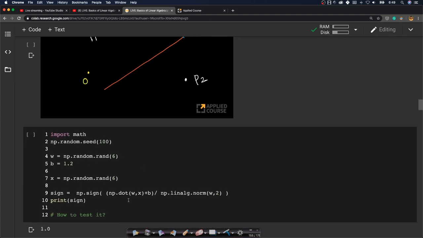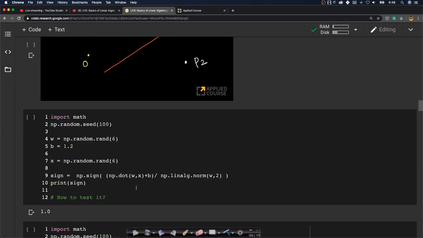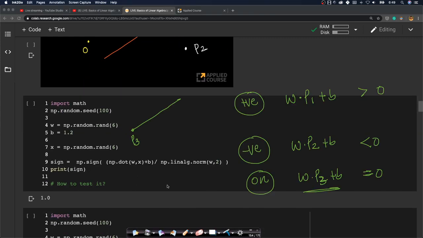Let's just do it. It's very, very simple. The logic is also very straightforward. The idea is as follows. I'm generating a random vector W and B. Both of them generate a plane pi. I'm generating a point X randomly. Now, what is the formula here? Dot product of W and X plus B divided by norm of W.